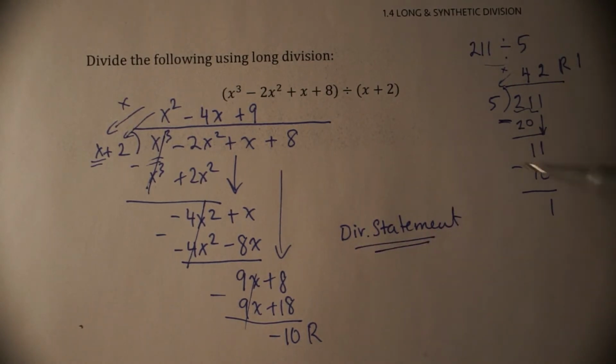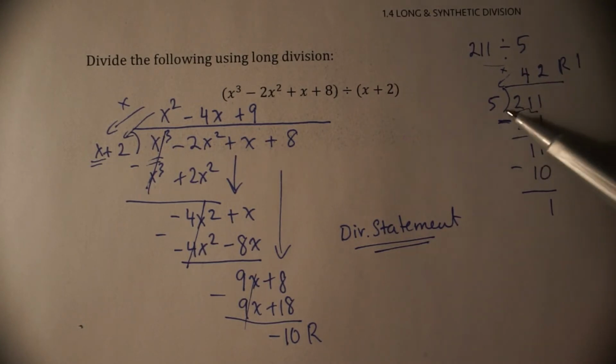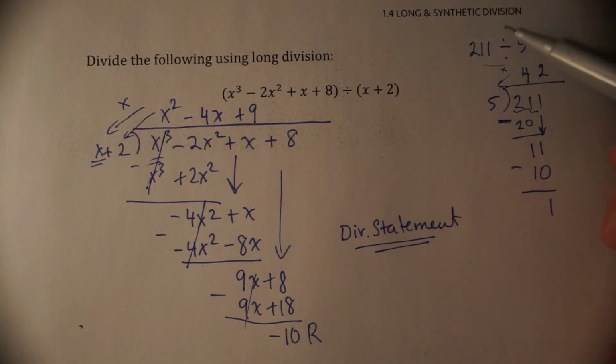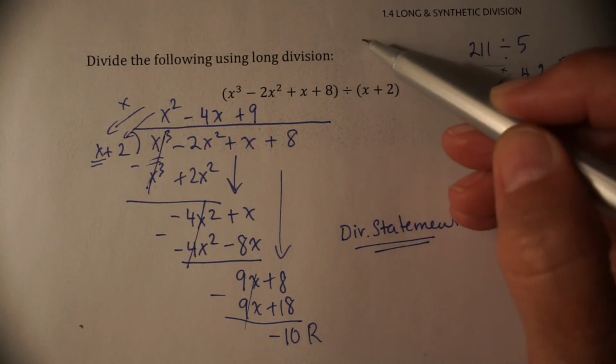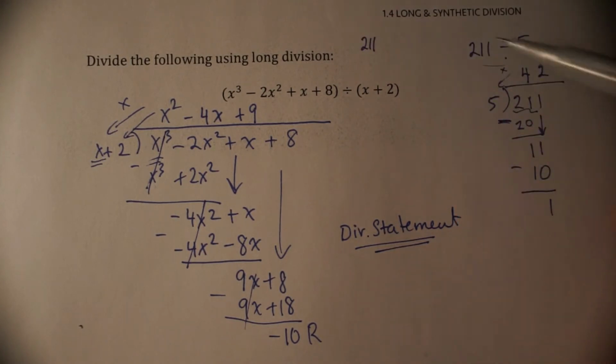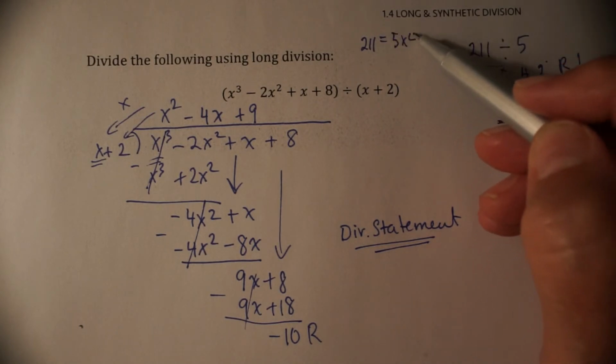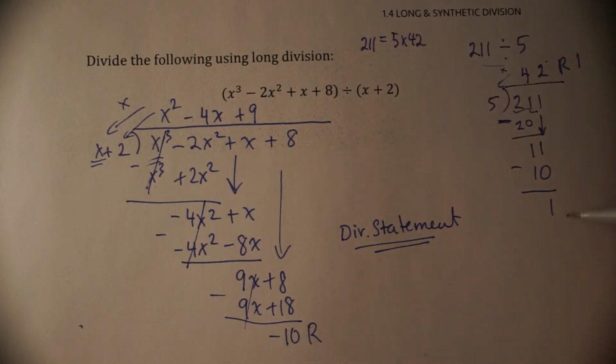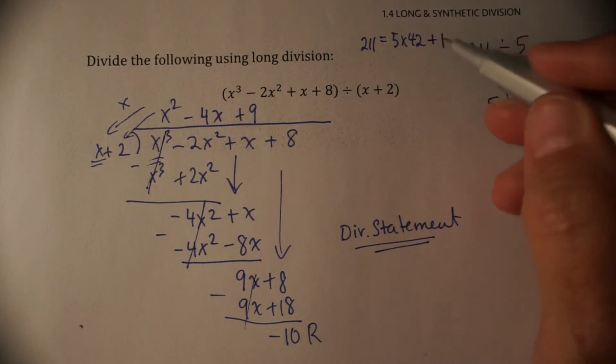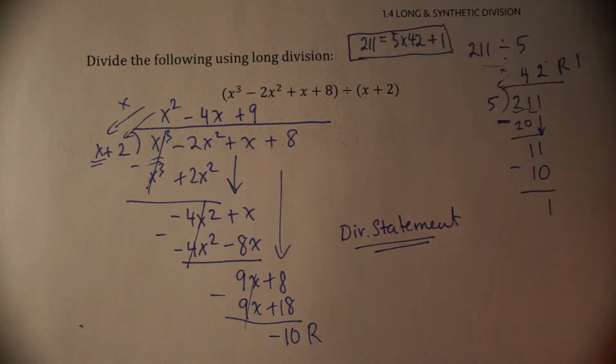Because when we divide, we know that we can always work backwards to get multiplication. What I mean by that is, in this case, when I divided 211 by 5 and I got 42 with the remainder 1, that meant 211 would be equal to 5 times 42, but it didn't go equally. I also had this remainder 1, which I then had to add on. And that's what we call a division statement, where we're just writing the results of our division.